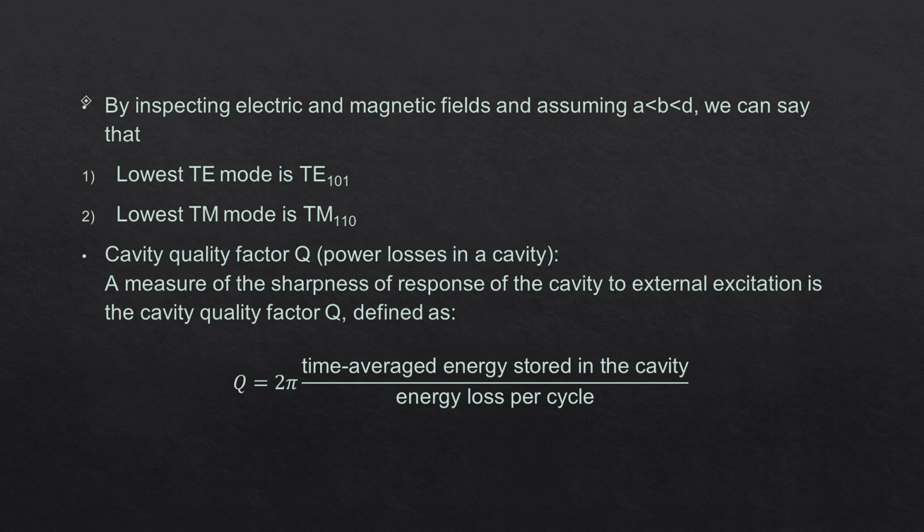Assuming A less than B less than D, we get the lowest transverse electric mode at P equal to 1, Q equal to 0 and R equal to 1. Also, we get the lowest transverse magnetic mode at P equal to 1, Q equal to 1 and R equal to 0. Now, to analyze power losses in the cavity, we define a cavity quality factor Q, which is a measure of the sharpness of response of the cavity to external excitation, and is defined as Q equal to 2 pi times the time average energy stored in the cavity upon the energy loss per cycle.